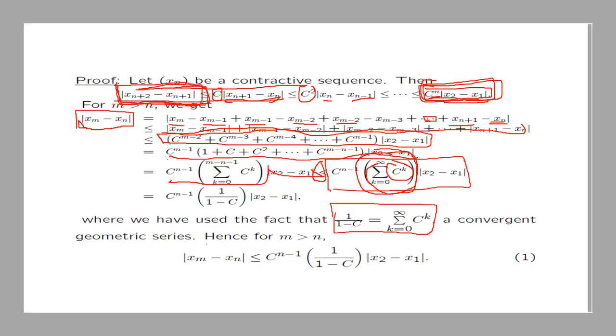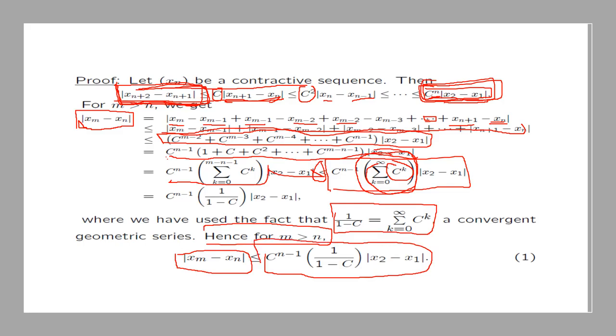And so we have that if m is bigger than n, then the distance between xm and xn is less or equal to c to the power n minus 1, times 1 over 1 minus c, times the distance between x2 and x1. So we call this one inequality 1. We'll need it on the next page.